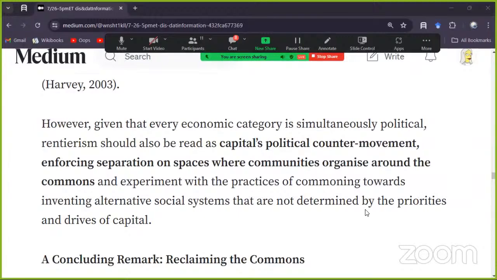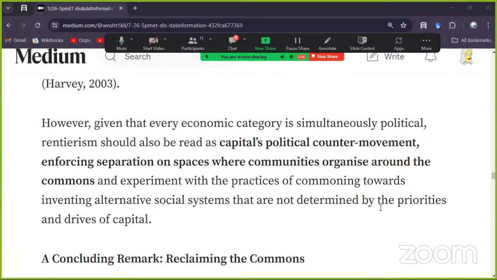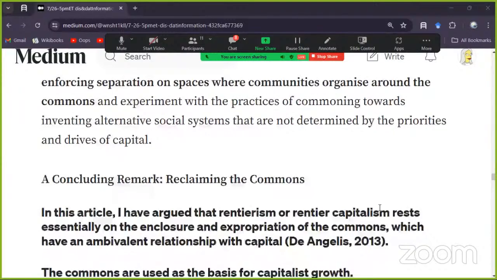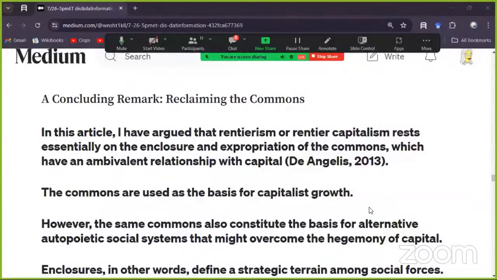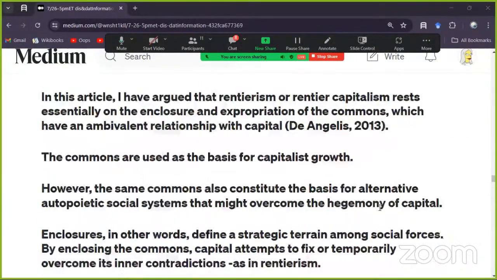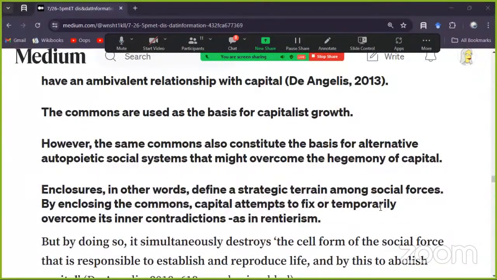So a concluding remark on reclaiming the commons: rentierism, or rentier capitalism, rests essentially on the enclosure and expropriation of the commons, which have an ambivalent relationship with capital. The commons are used as the basis for capitalist growth. However, the same commons also constitute the basis for alternative autopoietic social systems that might overcome the hegemony of capital.